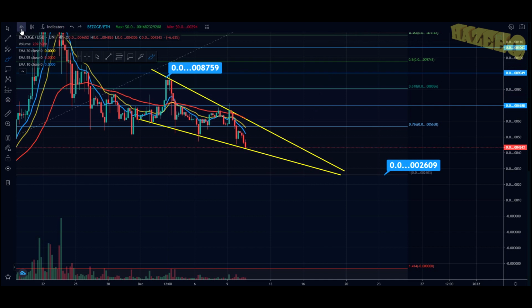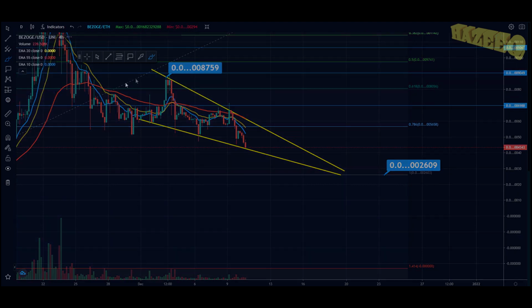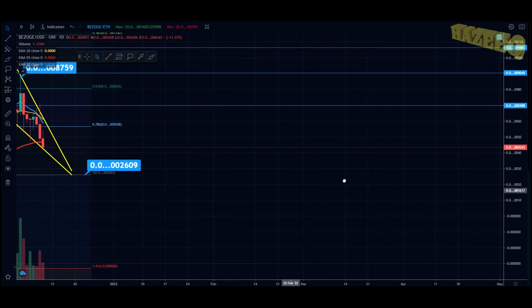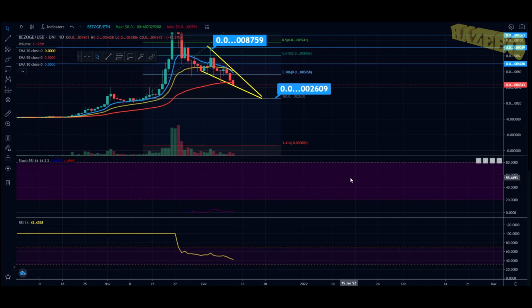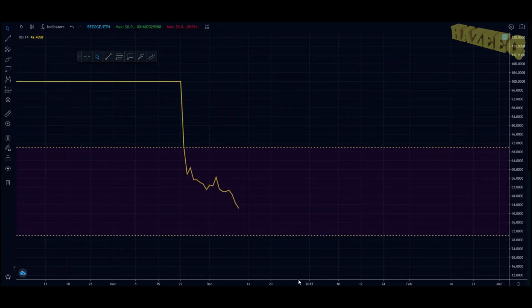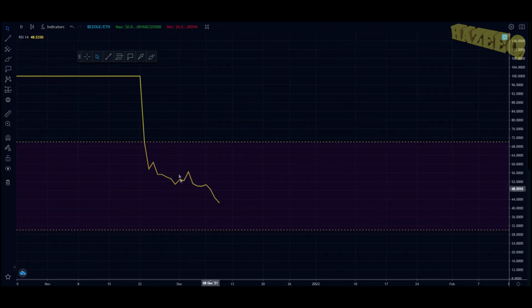Now, this is the 4 hourly chart. Let's jump into the daily chart and see what's going on over there. Alrighty, and let's check some of the indicators. Okay, I always forget that the indicators for some reason are pretty laggy and glitched out over here, but I think the RSI right now is working properly.